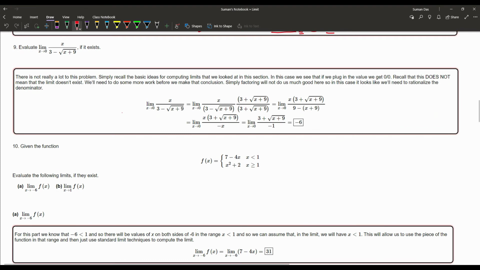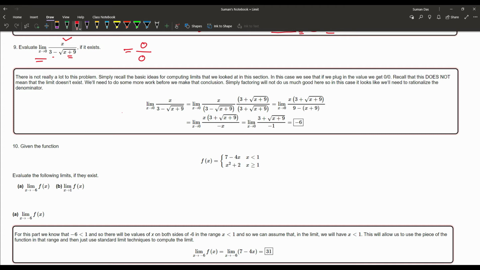The problem statement is now limit x approaching 0, and the numerator is x and the denominator is 3 minus square root of x plus 9. Now when we are putting the value of x equal to 0 in place of x, we are getting once again 0 by 0, and that is another case of square root. So once again we are using the conjugate method.